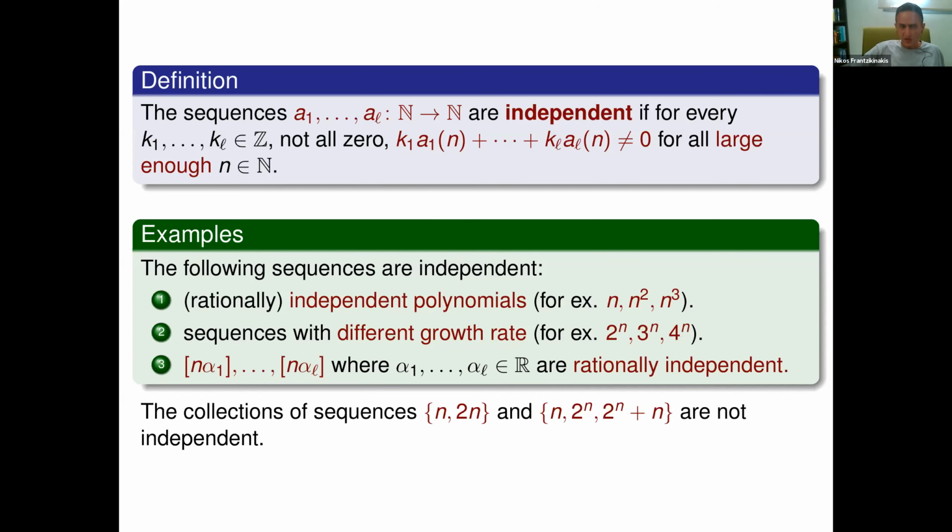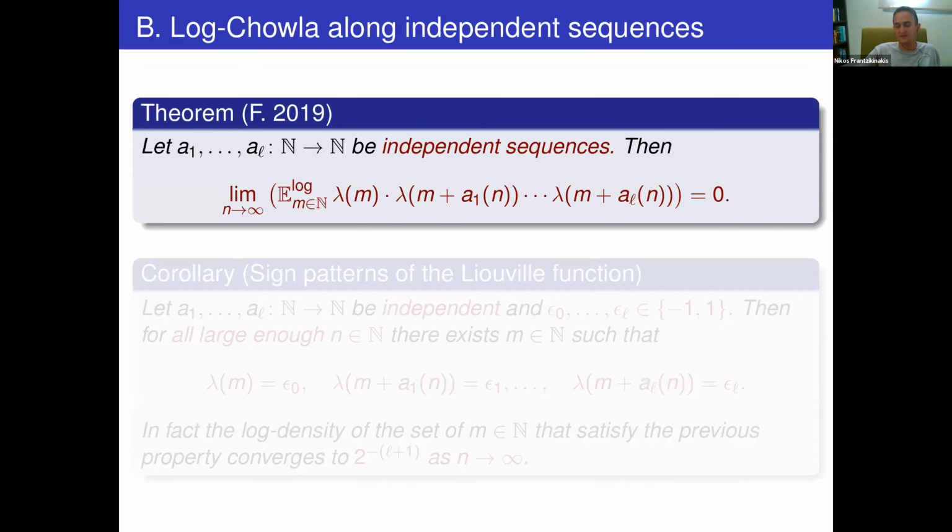Okay? So, of course, the statement, no surprise, we can show, since I defined this terminology, is that the Chowla conjecture holds along independent sequences in this form. Okay? So we'll see how we do this.